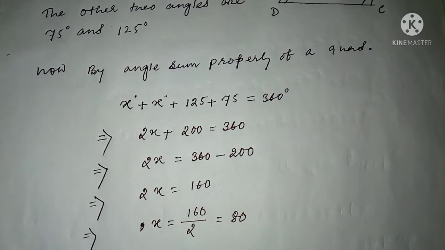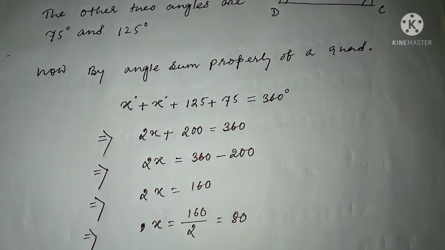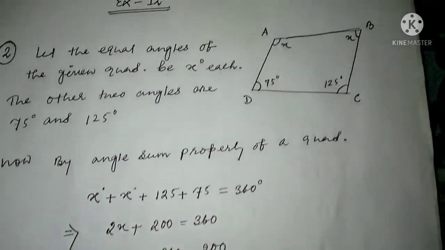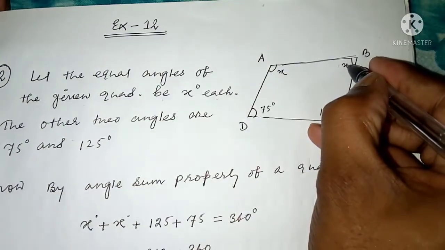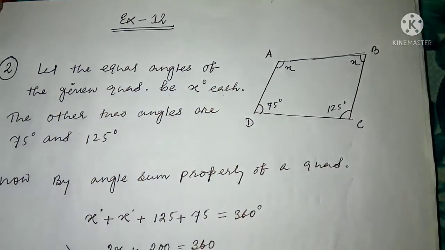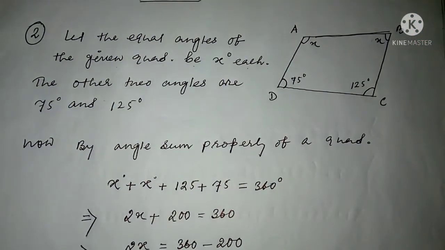80 degree. That means these unknown angles are 80 degree each. So now I can write that this angle is 80 degree. This angle is also 80 degree. Now we'll proceed to another question.